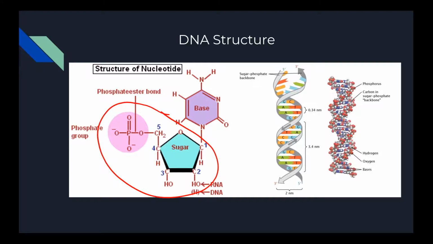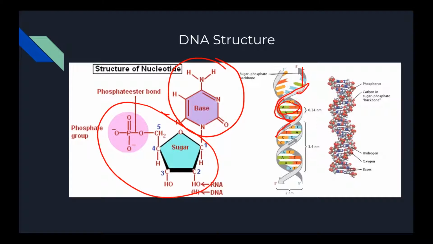And we can see that illustrated over here on the right by this backbone. There's two of them since we have the double helix. Between them, we have the nucleotide bases, which are shown on the left here. Those ones are the adenine, cytosine, thymine, and guanine.